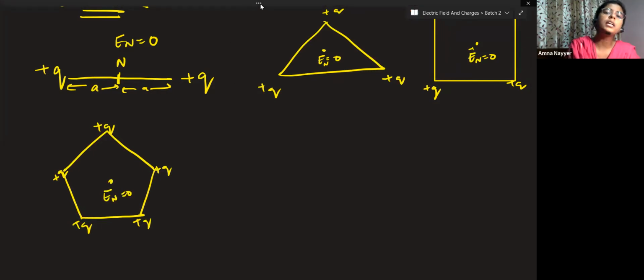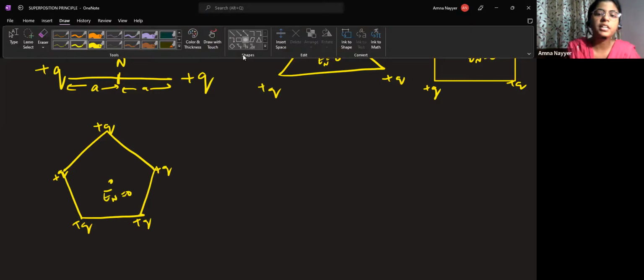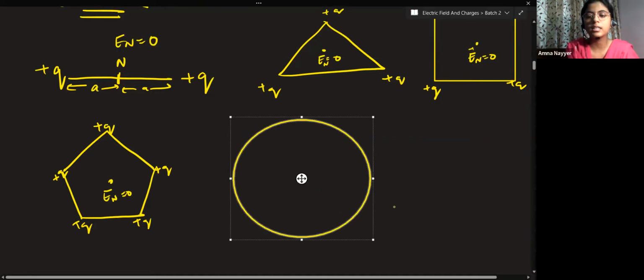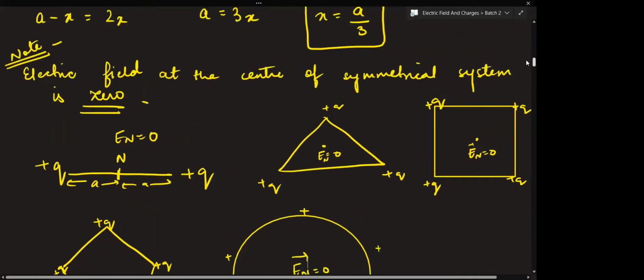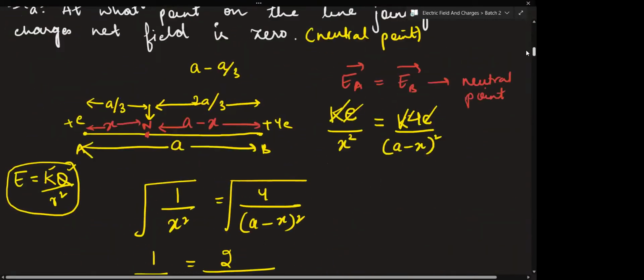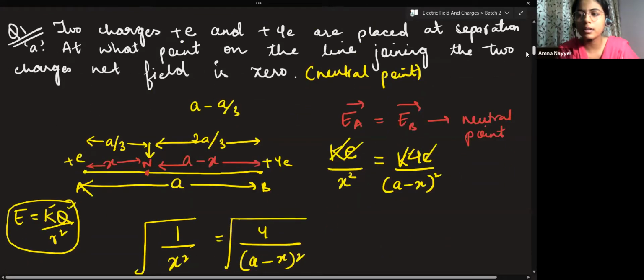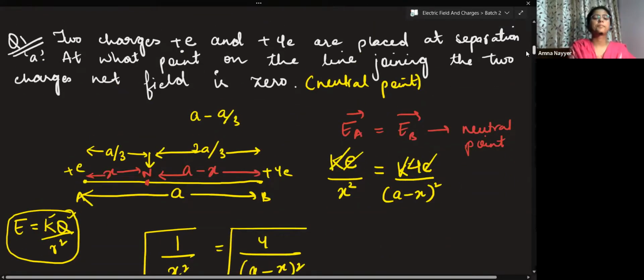Or if you increase the number of charges to infinity and make a circle, whatever charge is present on this circle, infinite charges also, the net electric field at the center will be 0. Is this clear now? Yes, ma'am. All right. So just note this down, all those who have not written. Then we'll do one more question on the superposition principle.